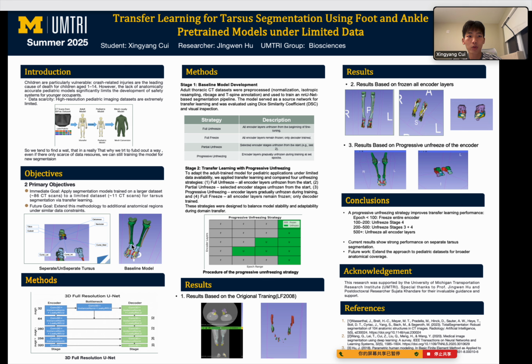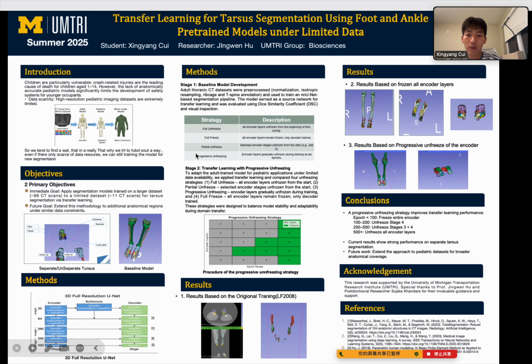The method we use is also based on the nnU-Net we use for the segmentation. As you can see in the left bottom, the image is the 3D full resolution U-Net. That is the architecture of the nnU-Net model we currently use. It mainly has two parts, the encoder and the decoder. The encoder part extracts the features from the images, and the decoder part does the classification and outputs the segmentation results to us.